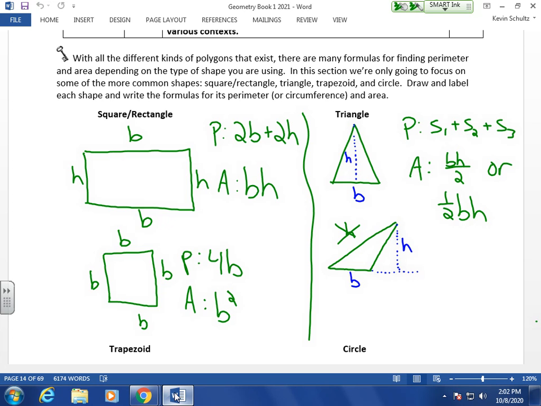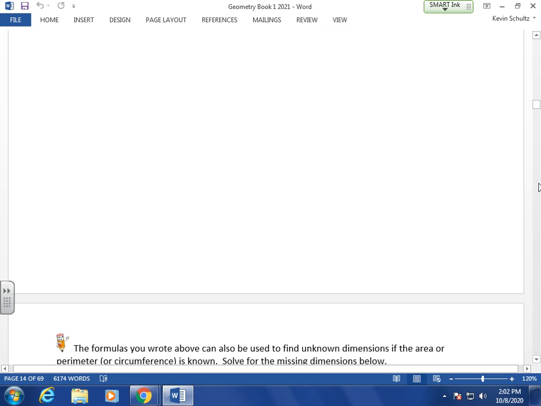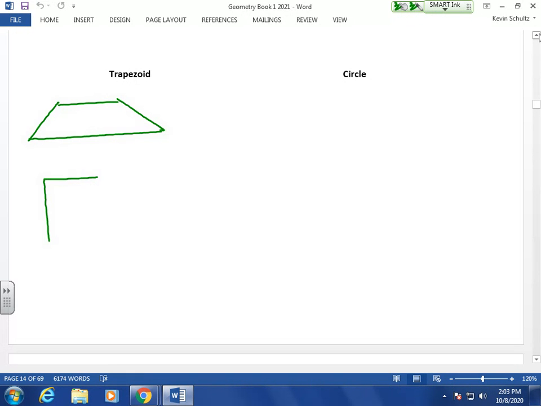Okay. Next up, we have a trapezoid. A trapezoid looks like this. Kind of the most commonly drawn trapezoid. Okay. It could also look like this, where only one side is diagonal. Okay.